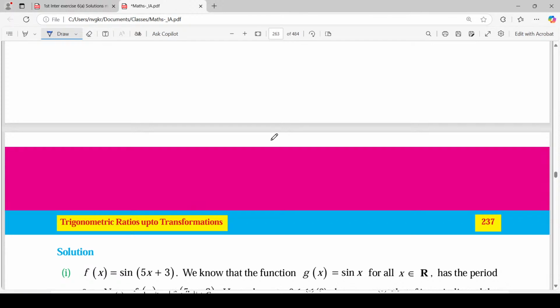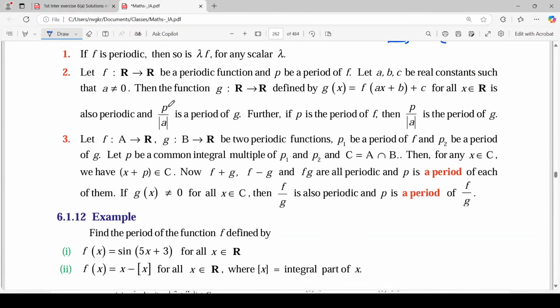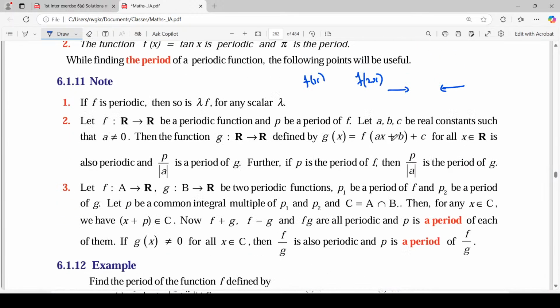So that's what he is saying. Now here, f of ax plus b. If f of x, the period is, let's say p. This c doesn't matter. Similarly, ax plus b, this b also doesn't matter. So the only thing that matters is this a. The period is p by a.